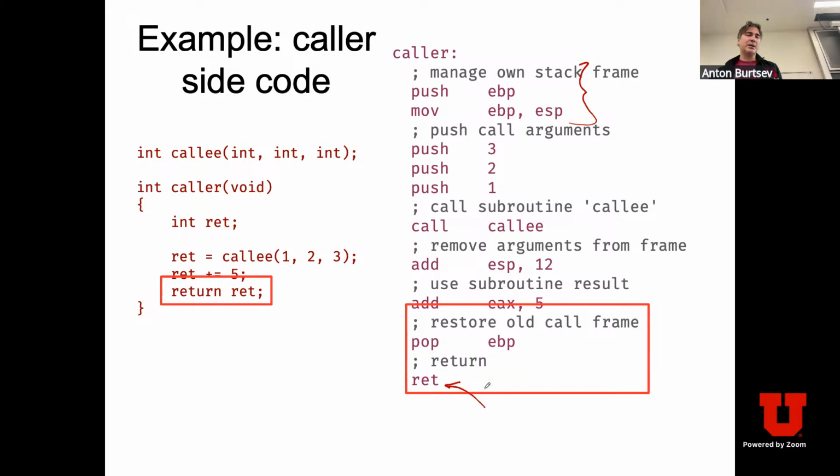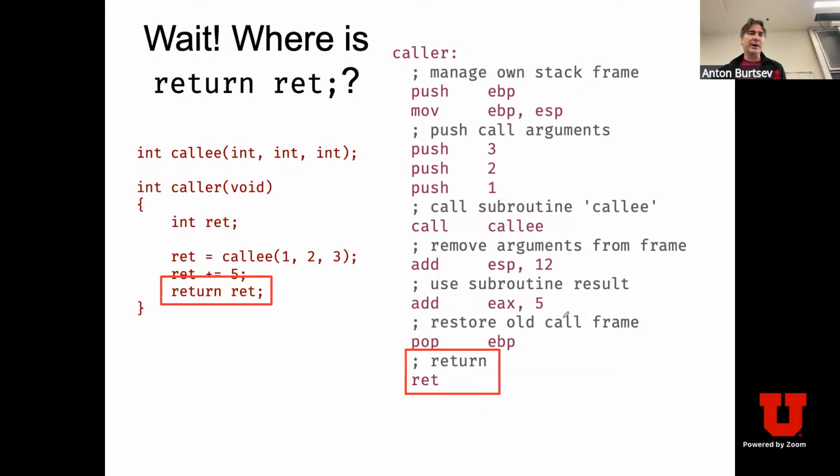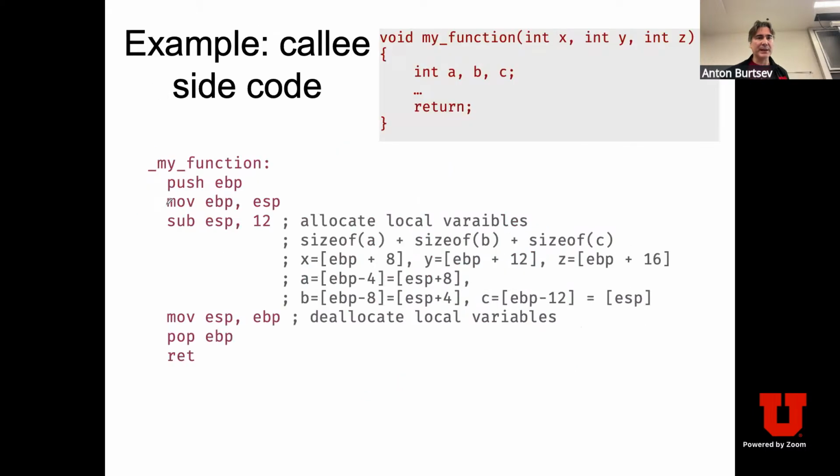We return, and I was asking a question, what about the return value? Like, where is this line? And the answer was that since we already keep the return value, this ret, inside the EAX register, we don't have to do anything. We just return, and whoever called us will get it from EAX, right? So this is clear, I hope, right? And this is probably approximately where we stopped last time.